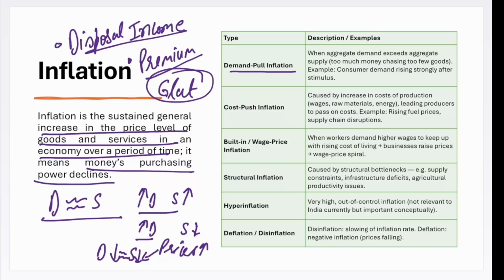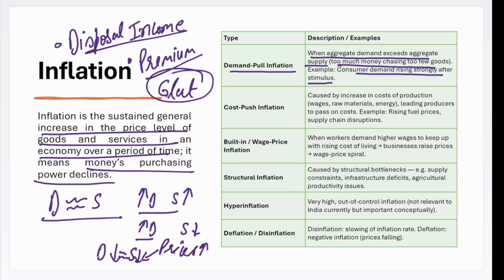So when we say demand pull inflation, it is because there is more requirement of the goods. When aggregate demand exceeds aggregate supply, too much money chasing too few goods, consumer demand rising strongly after stimulus. This can also happen and we'll understand this. Whenever you see festive seasons, or a season where more money is being brought into the economy, this is pulling up the demand. So when the demand goes up and the supply is not equal, inflation will go up.